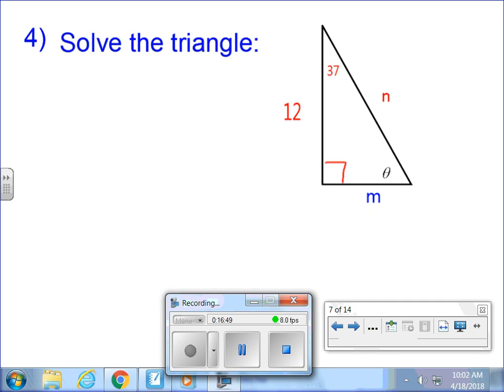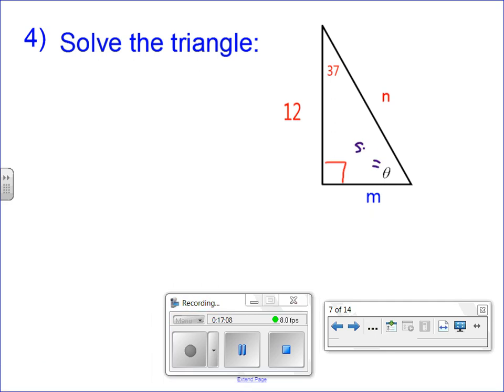Jake? So you had 37 plus 90, is that equal to 180? Right, you would do 37 plus 90 and subtract that number from 180. Yep. So 90 plus 37 is 127. Subtract that from 180. 53? Yes. So theta is 53. There'd probably be an answer blank for all of this information. So you would just say theta is 53, and then you'd need to get m, and then you'd need to get n. So you'd need to do all three.